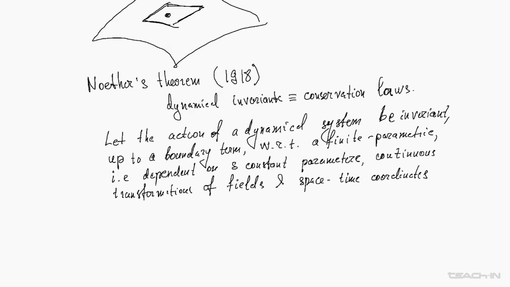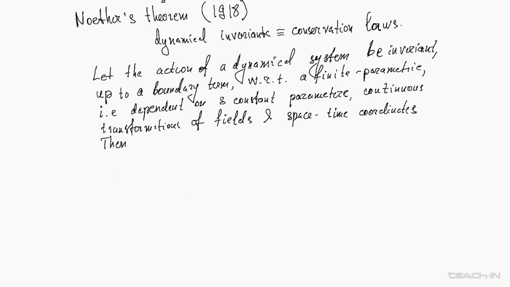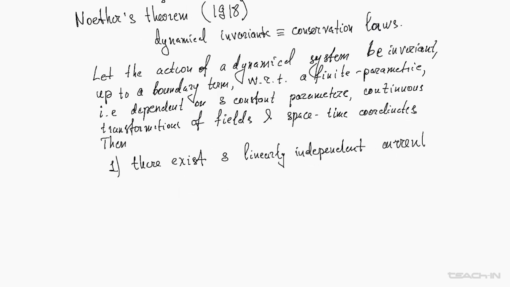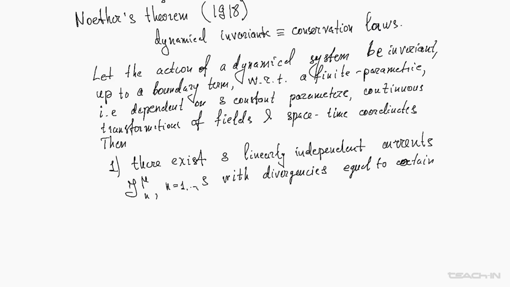Then first, there exist S linearly independent currents J^μ_n, where n runs from 1 up to S, with divergences equal to certain linear combinations of Lagrangian derivatives.